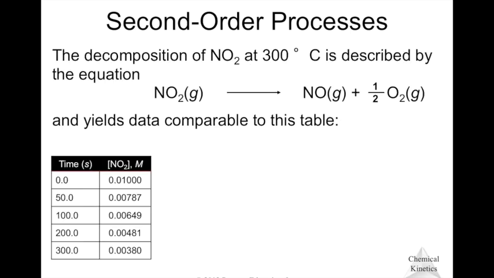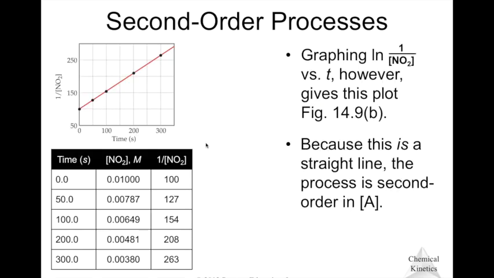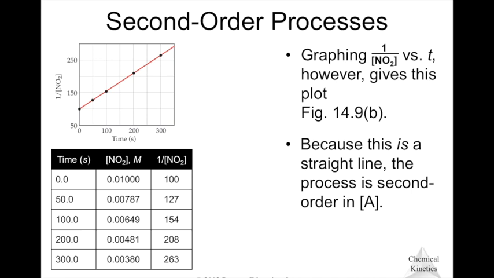So if we're looking at this example, we've got some data here. So here's our reaction, here's the data that it gives us, and again, if we graph the concentration versus t, or in this case the natural log, this is not a straight line. If this were a first order reaction, we would expect to get a straight line. It's not a straight line, so the process is not first order. However, if we graph 1 over the concentration of NO2 versus time, we get this plot. It is a straight line. So since this is a straight line, we can say this is second order with respect to that reactant.